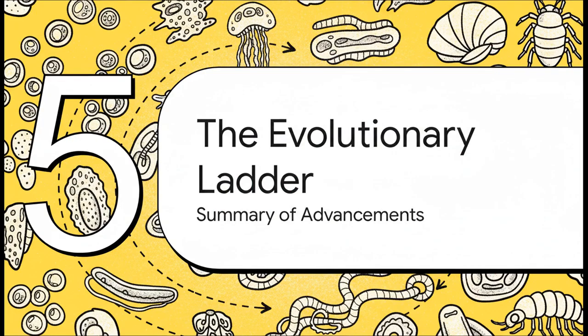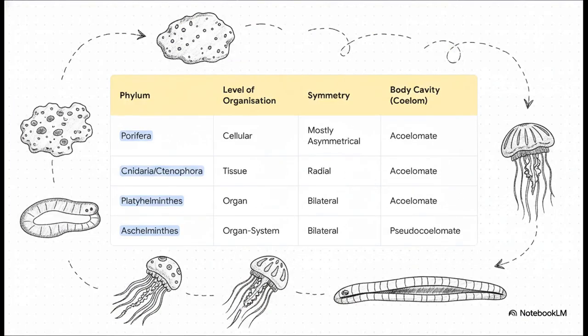All right, we have covered a ton of ground. We've gone from simple collections of cells all the way to animals with distinct organ systems and body cavities. So let's just take a second and recap the key advancements we've seen on our journey so far. This table just lays it all out so perfectly. You can really see the step-by-step progression.